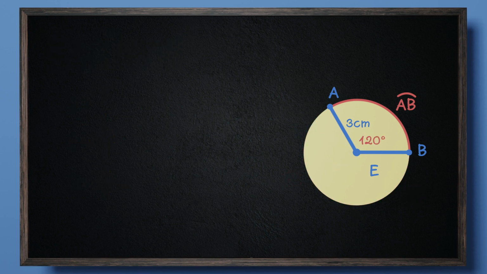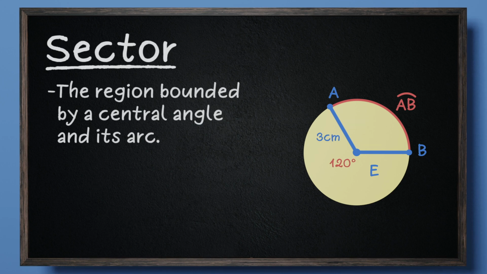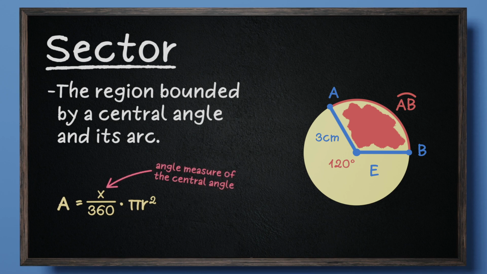We will end the lesson by discussing how to calculate the area of a sector of a circle, which is the region bounded by a central angle and its arc. The formula for a sector is A equals x over 360 times pi r squared. A represents the area of the sector, x represents the angle measure of the central angle, and r represents the radius.